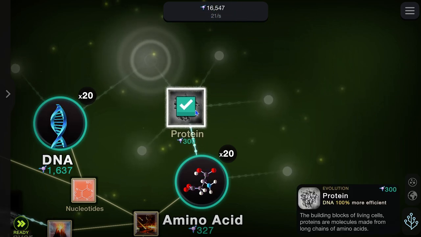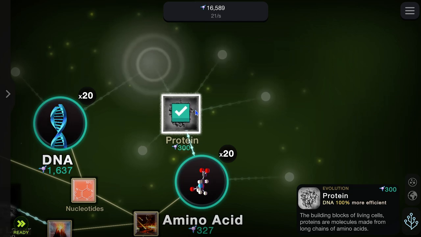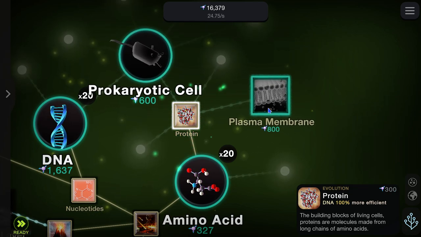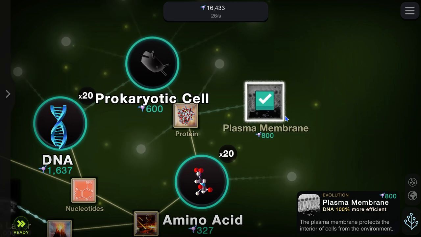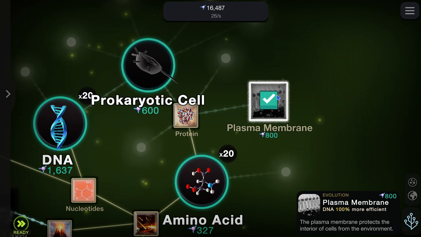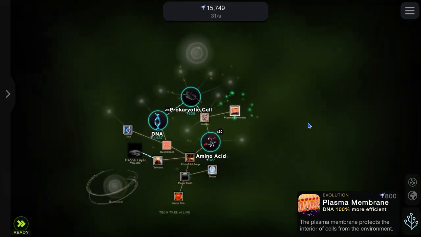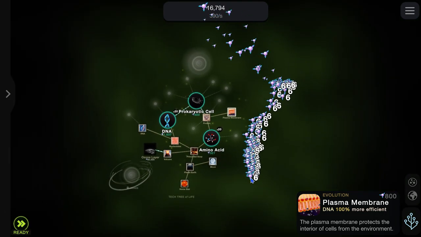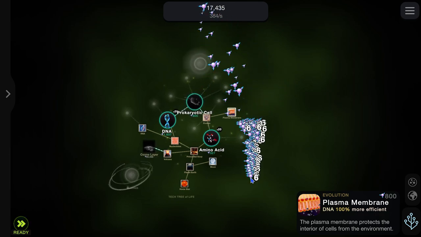Protein. The building blocks of living cells, proteins are molecules made from long chains of amino acids. Plasma membrane. The plasma membrane protects the interior of cells from the environment. Now, we're just going to keep F1ing until we get to the ozone layer. We need the ozone layer.